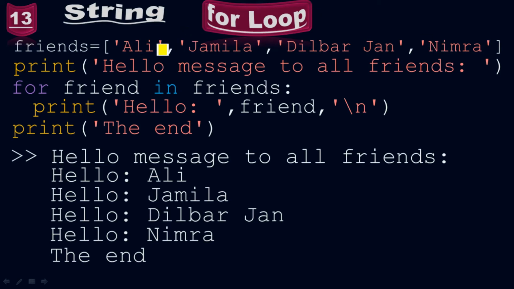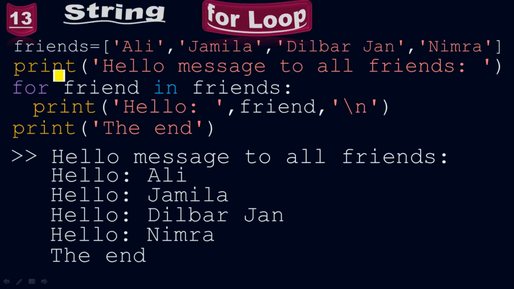Individually they are strings. Ali is a string, the collection of the characters inside the quotes. Similarly, Jamila is a string, Dilbarjan is also a string, and Nimra is also a string, each a collection of characters inside the quotes. So these items are actually strings. It is the collection of the strings, which are the names of the friends, in a list.